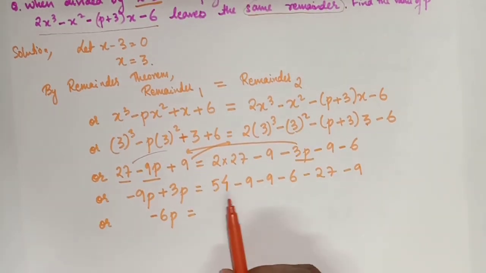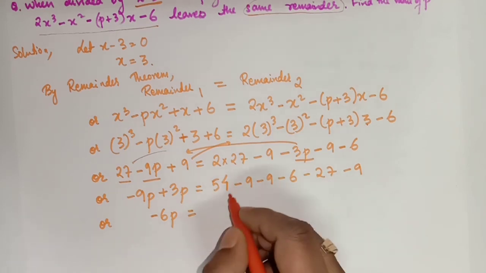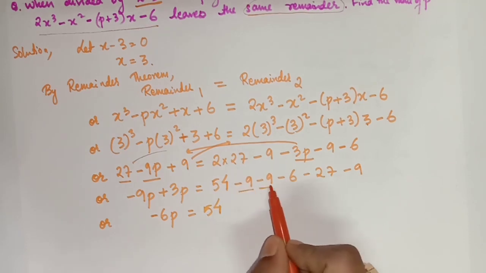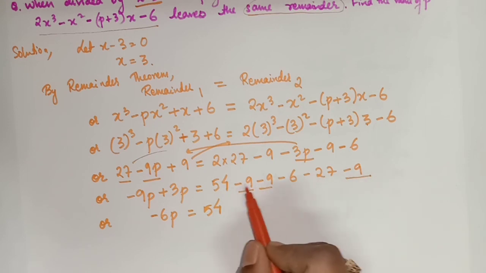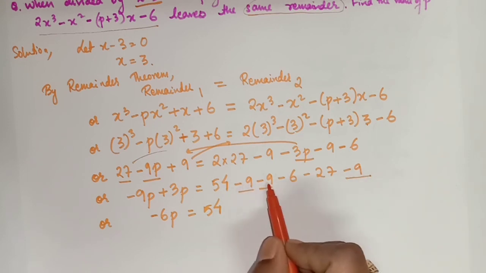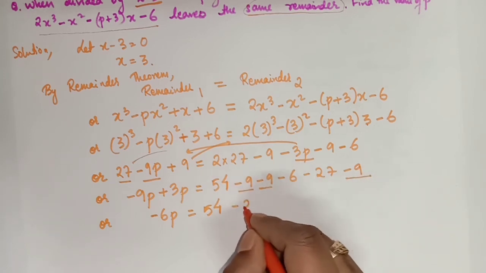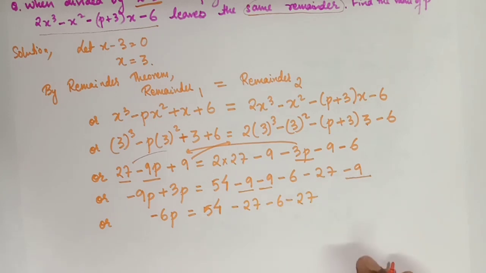Now you can see, simplification is so complicated. Now I'll show you a simple way, a tricky way. So I'll write this 54 as it is. Now you can see here, minus 9, minus 9, minus 9. 3 minus 9 are there. So 3 minus 9 means minus minus plus. So 9, 9, 18. 18 plus 9 is again here, minus 27.